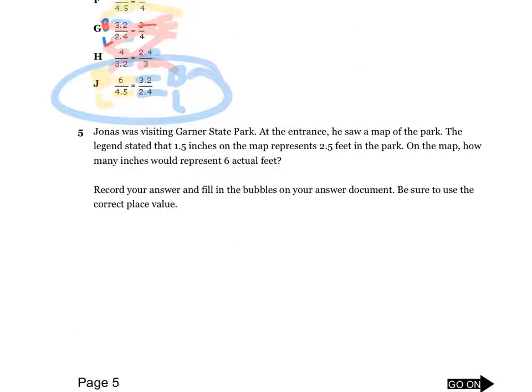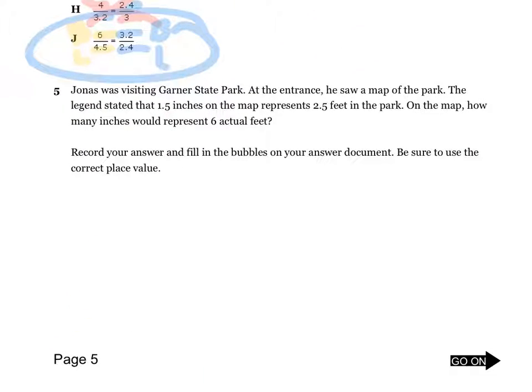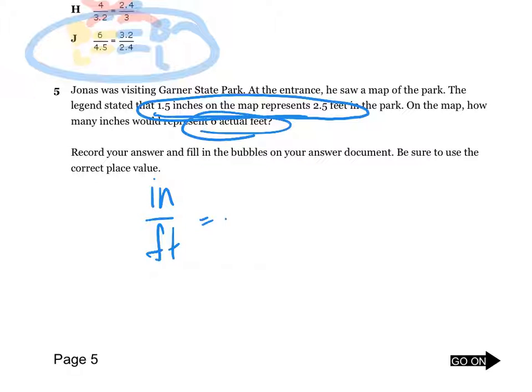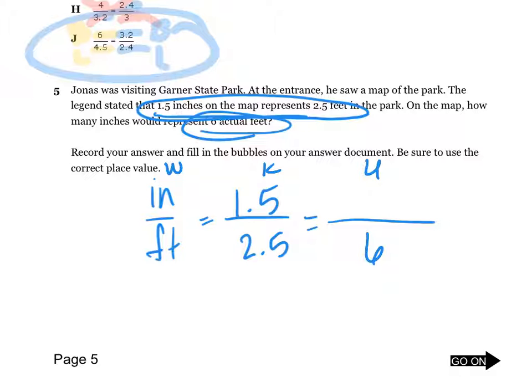So number 5, Jonas was visiting Garner State Park. At the entrance, he saw a map of the park. The legend was 1.5 inches represents 2.5 feet. On the map, how many inches would represent 6? Well, I'm going to do inches over feet. I'm going to say 1.5 over 2.5 because that's our known. Our unknown is 6 actual feet, so that goes on bottom.